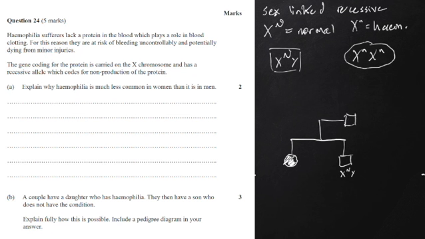Let's draw the dad here and draw the mum. He had to get one of these X chromosomes here from the mother because he got the Y from the father. So that X capital N, that normal allele, had to have come from the mum to start with. So she's X capital N. We know that so far.